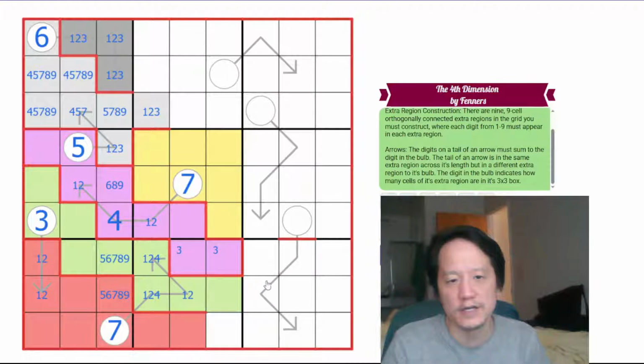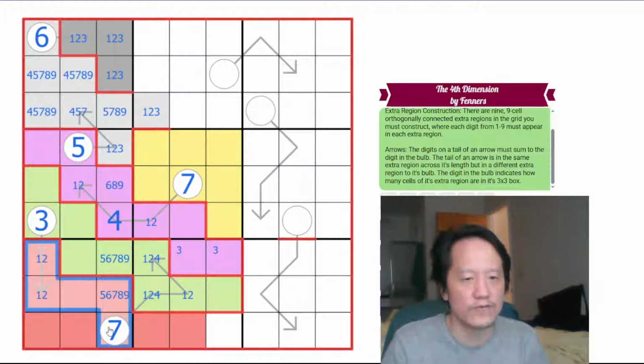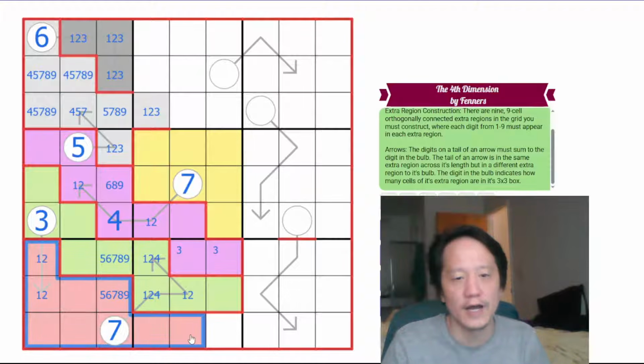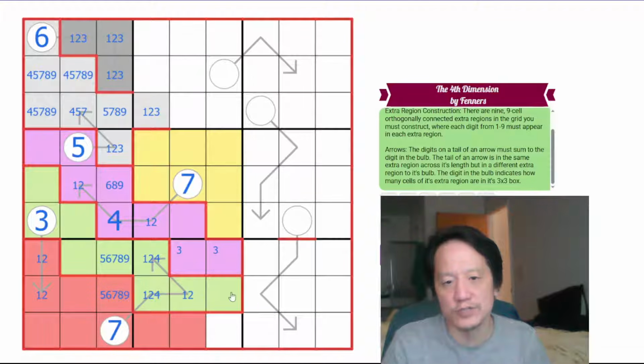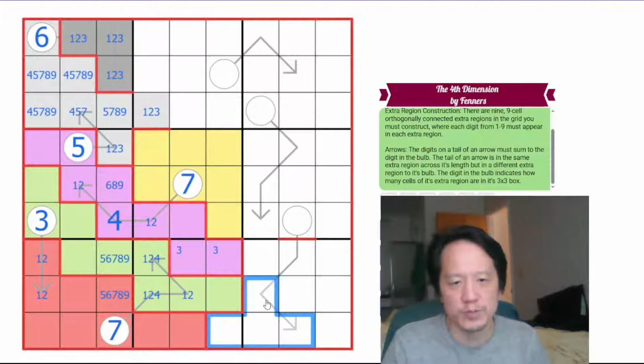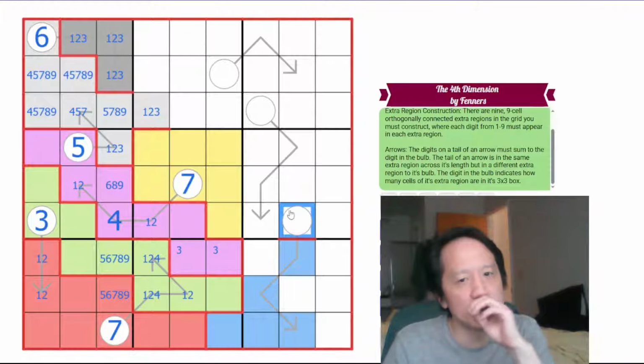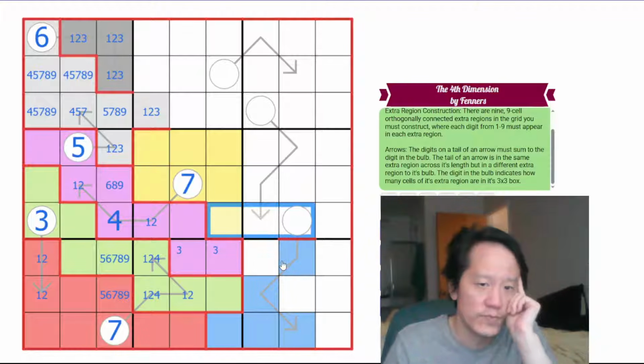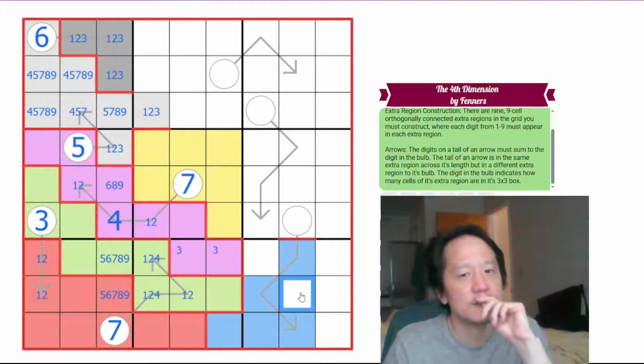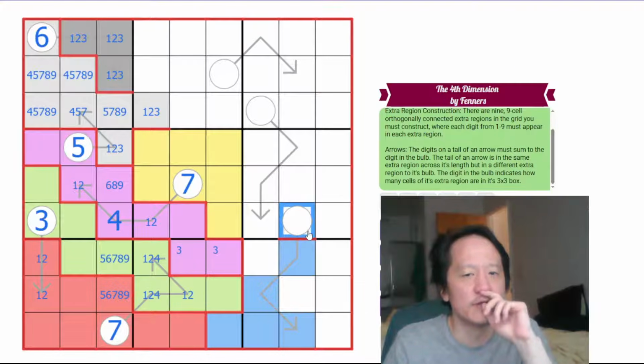So this is 9. This has 7. 1, 2, 3, 4, 5, 6, 7, 8, 9. So this is done as a region 2. Therefore, this is a region, and it must be part of this region somehow. So we'll make this blue. This is a separate region. It could be yellow. We don't know. No, it can't be yellow.